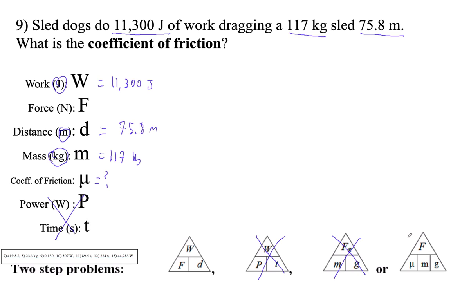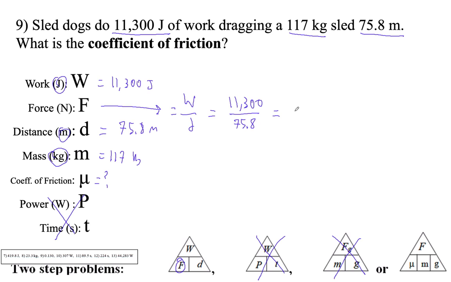All right, let's see. I feel like we can't, oh, we can do force. We can do this guy because we have work and distance, so we can do this, right? Work divided by distance. So force equals work divided by distance equals 11,300 divided by 75.8.